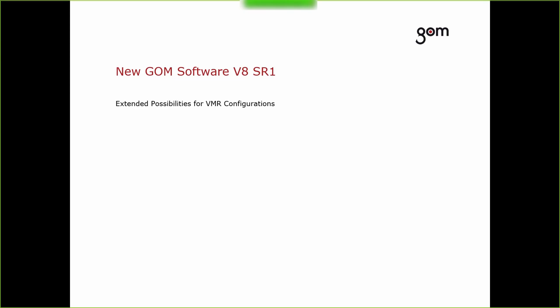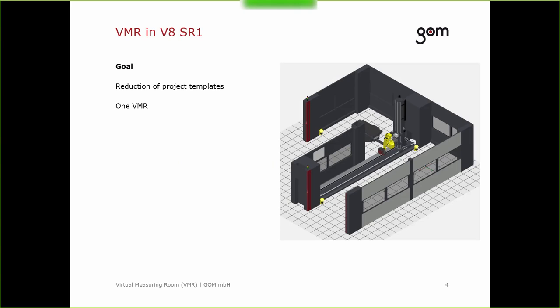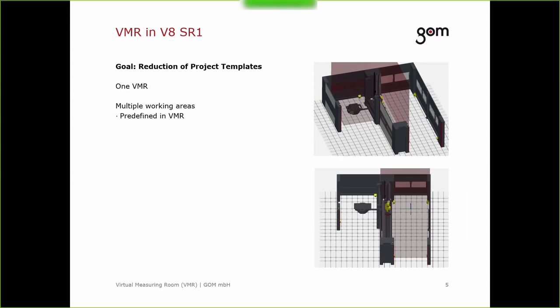Let us start with the first topic, extended possibilities for VMR configurations. With the introduction of our ATOS ScanBox 7 and 8 series, we improved our concept for the VMR. Our goal was to reduce the number of needed project templates, and by doing so, simplifying the workflow. This was achieved by using only one VMR per measuring cell. A VMR now supports multiple working areas and multiple robots. All components of the VMR are predefined by the VMR creator.